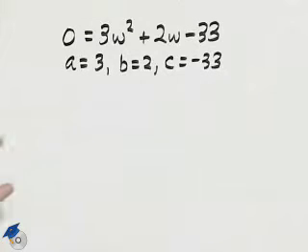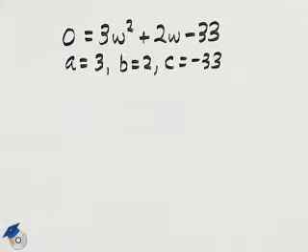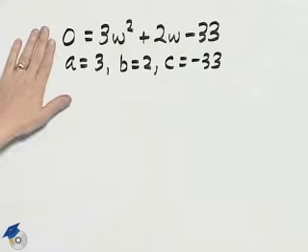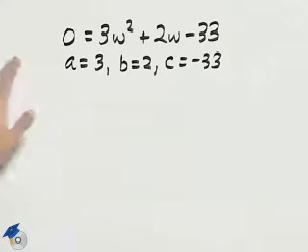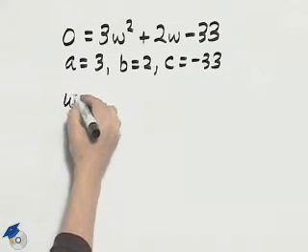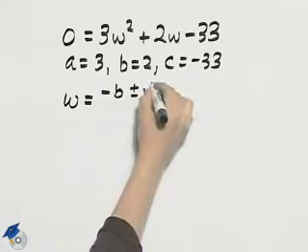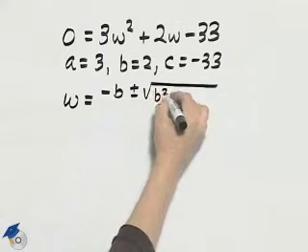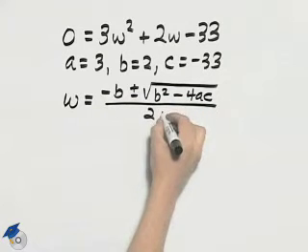The second step to solving this problem is to solve this equation: 0 equals 3W squared plus 2W minus 33. To solve this quadratic equation, I have chosen the method of using the quadratic formula. I've identified A, B, and C. A is 3, B is 2, and C is negative 33. So I will use the quadratic formula, which is W equal to minus B plus or minus the square root of B squared minus 4AC, over 2A.